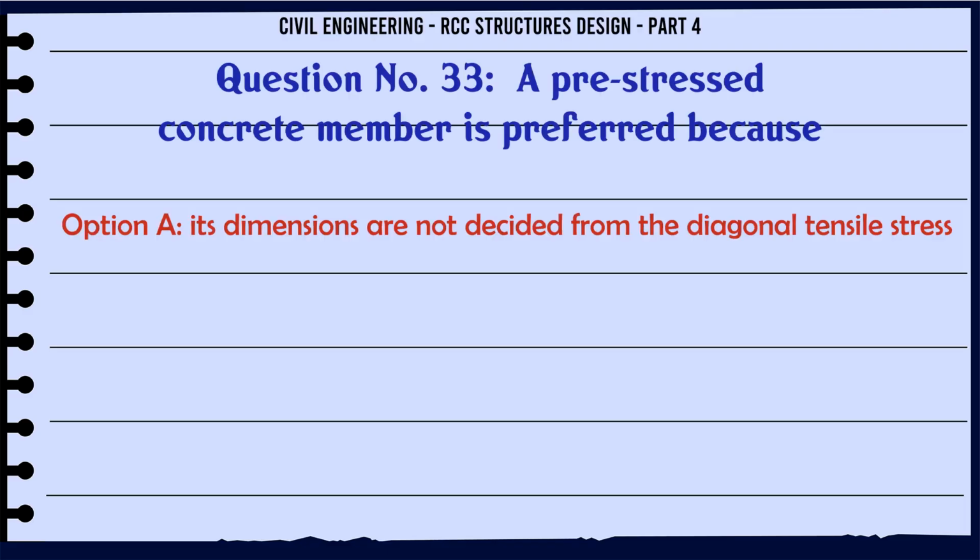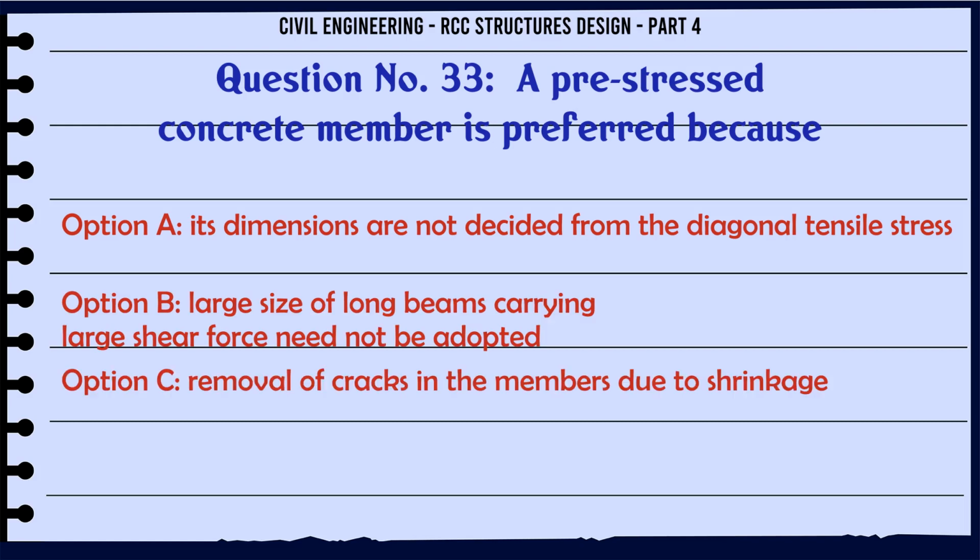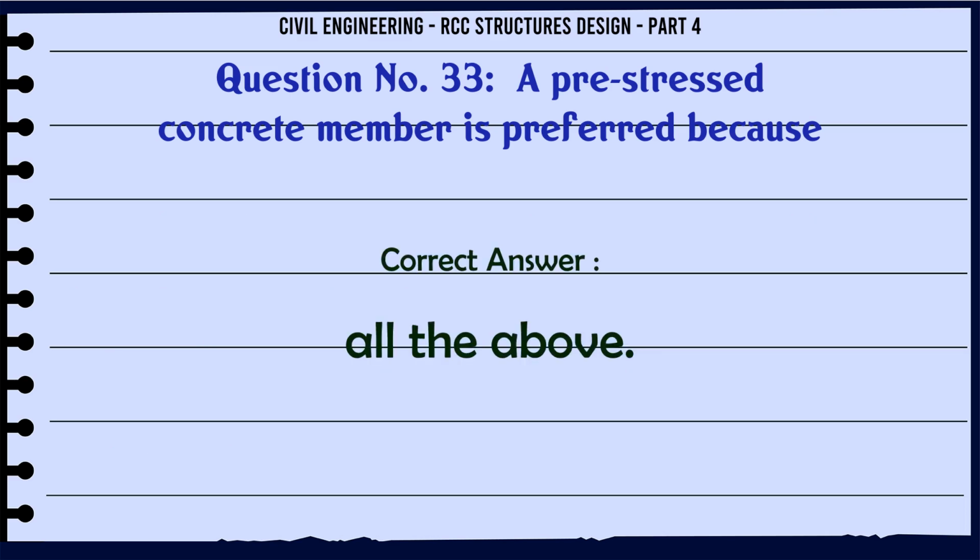A prestressed concrete member is preferred because A. Its dimensions are not decided from the diagonal tensile stress, B. Large size of long beams carrying large shear force need not be adopted, C. Removal of cracks in the members due to shrinkage, D. All the above. The correct answer is all the above.